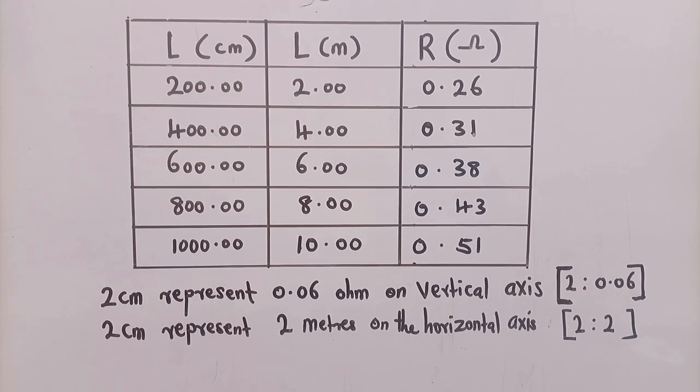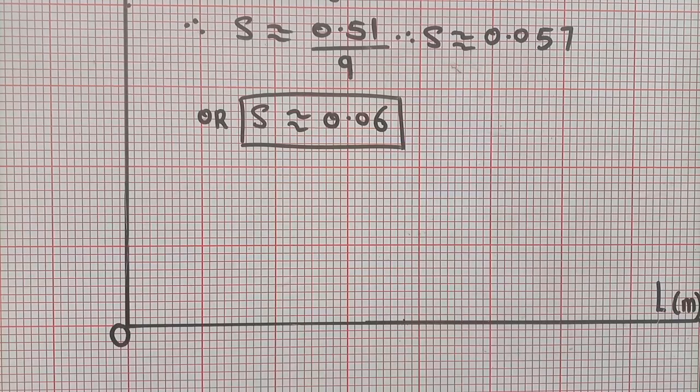Now let's make progress to calibration. And now step 3, that is calibration. Let us start with calibrating the horizontal axis, that is the L axis. We should not forget that the scale we got is that 2 cm represents 2 meters. Therefore, from here to here represents 2 meters.